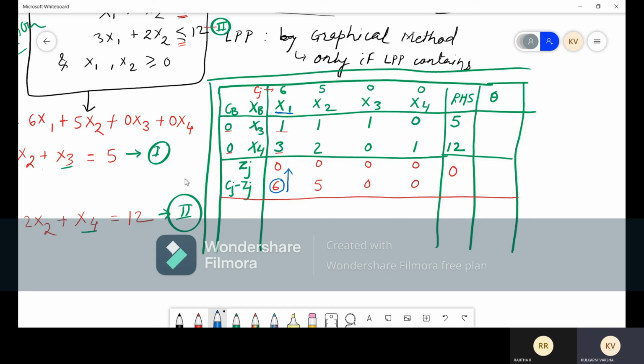To decide that, we'll find out theta. What is the formula? To find theta, the formula is the RHS divided by the corresponding element of the entering variable. So this is the RHS, and x1 is the entering variable. What are their corresponding elements? 1 and 3, right? So 5 divided by 1 is 5, and 12 divided by 3 is 4. So we got 5 and 4.